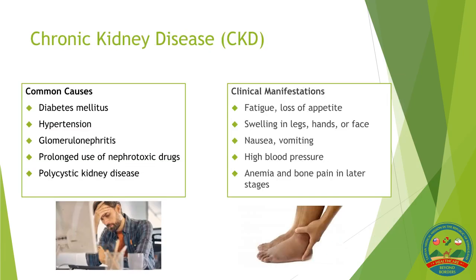The main causes of chronic kidney disease are diabetes and hypertension. Together, they account for most cases. Other causes include glomerulonephritis, long-term use of nephrotoxic drugs, and polycystic kidney disease. Clinically, patients may feel fatigue and loss of appetite, or show swelling in the legs, hands, or face. They can also have nausea, vomiting, and high blood pressure. In later stages, anemia and bone pain may appear as the disease progresses.